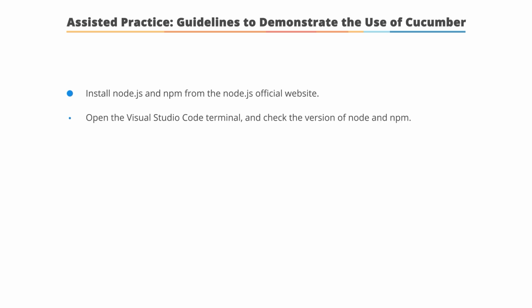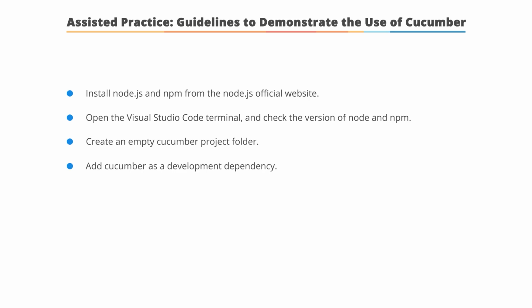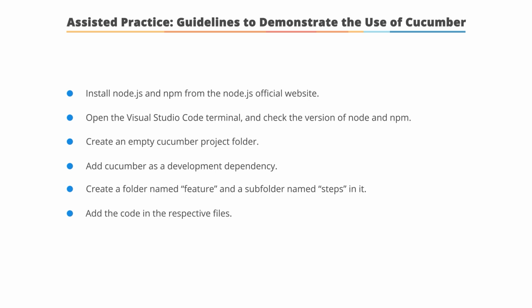Let's recap the important steps. Guidelines to demonstrate the usage of Cucumber. Number 1. Install Node.js and NPM from the Node.js official website. Number 2. Open Visual Studio Code and check the version of Node and NPM. Number 3. Create an empty Cucumber project folder. Number 4. Add Cucumber as a development dependency to Visual Studio Code. Number 5. Create a folder feature and in it create another subfolder, steps. Number 6. Add the code to the respective files. 7. Verify Cucumber installation. And 8. Confirm that all the scenarios and steps have passed.